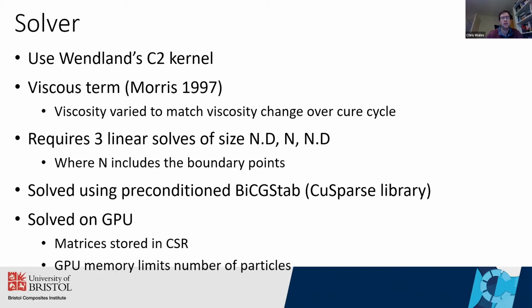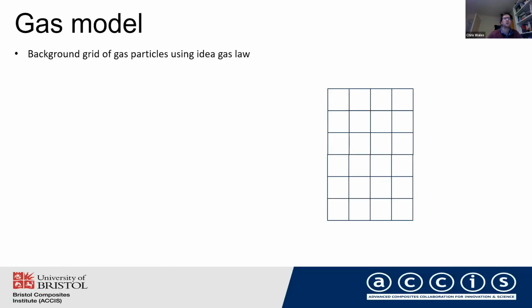So then the n by d by number of neighboring particles are the number of particles we store. So this goes up pretty rapidly. So that's a bit of a limit on the total problem size we can look at. So for the gas model, we use a background grid, then we solve sort of an ideal gas law for each of these cells in the background grid.